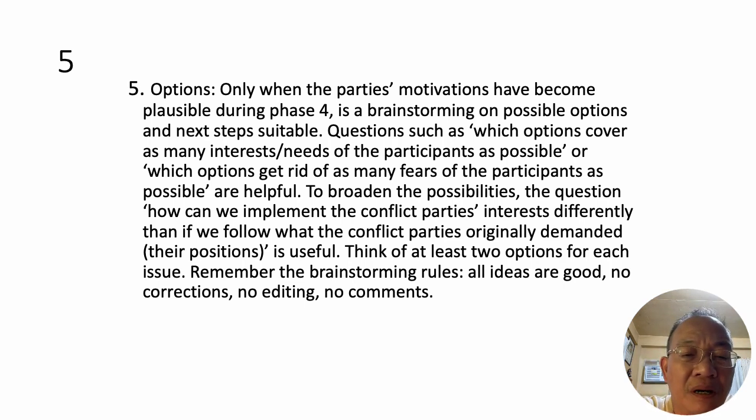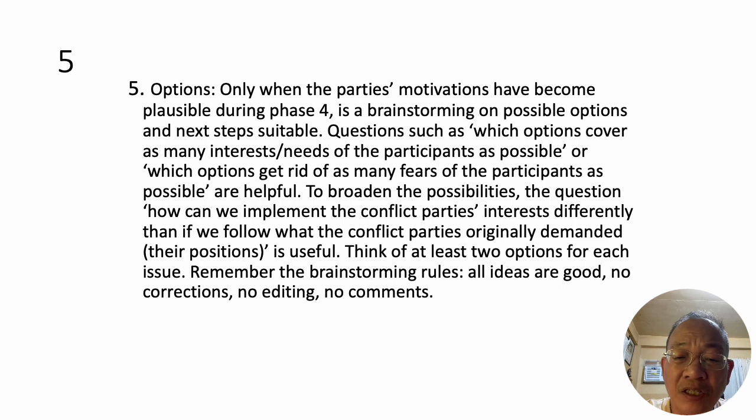Number 5 are options. Only when the parties' motivations have become plausible during phase 4 is brainstorming on possible options and next steps suitable. Questions such as which options cover as many interests and needs of the participants as possible, or which options get rid of as many fears of the participants as possible are helpful. To broaden the possibilities, ask the question: how can we implement the conflict parties' interest differently than if we follow what the conflict parties originally demanded?